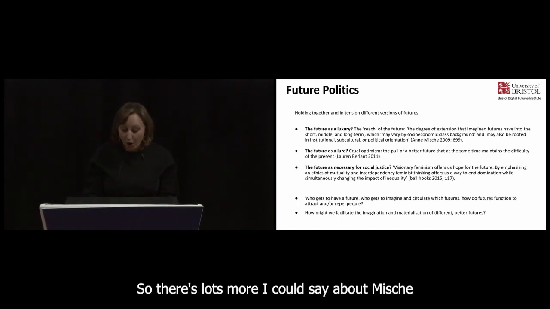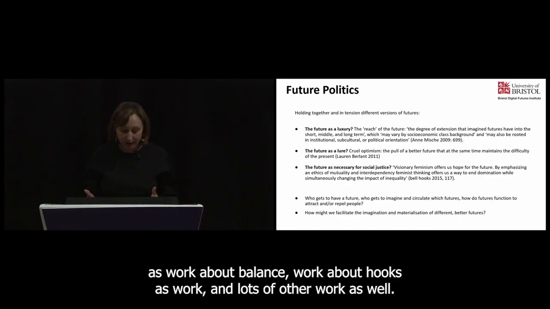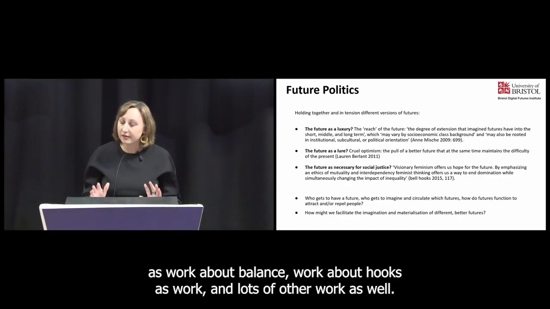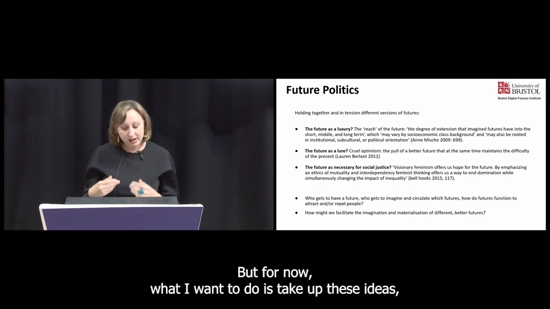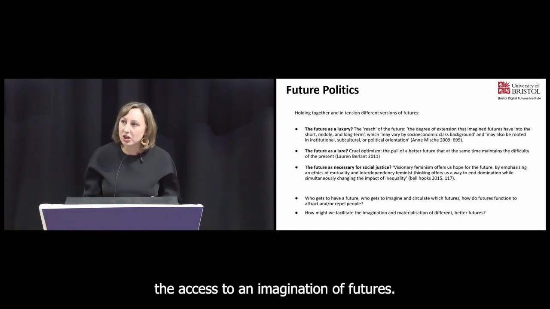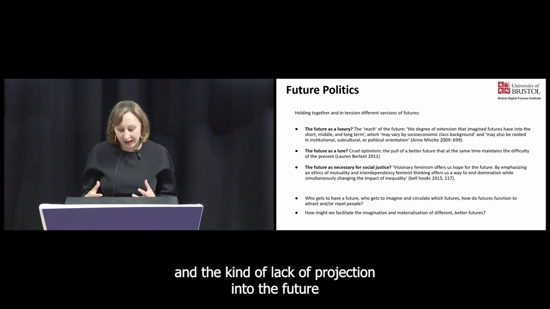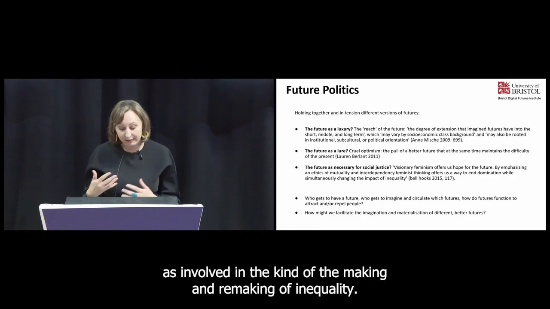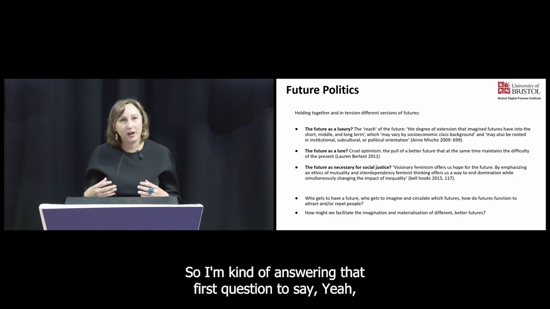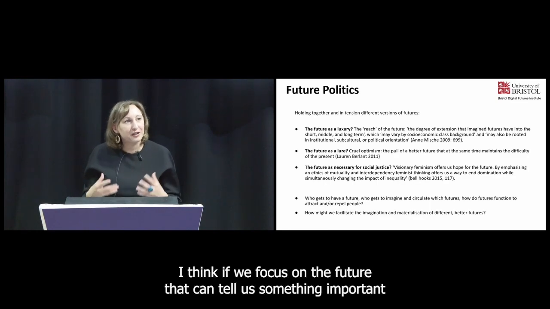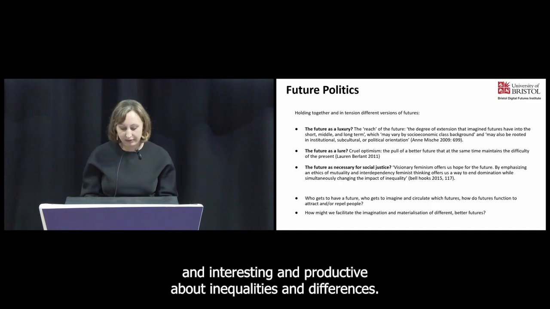So there's lots more I could say about Misha's work, about Berlant's work, about Hooks's work, and lots of other work as well. But for now, what I want to do is take up these ideas that access to an imagination of futures are not the same for everyone, and that we can see both the appeal of and the lack of projection into the future as involved in the making and remaking of inequality. So I'm answering that first question to say, yeah, I think if we focus on the future, that can tell us something important and interesting and productive about inequalities and differences.